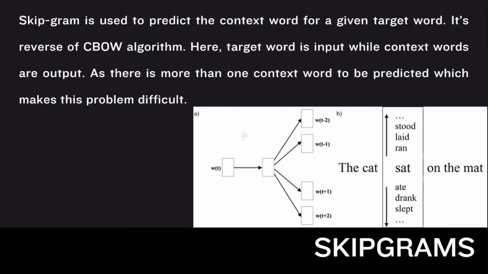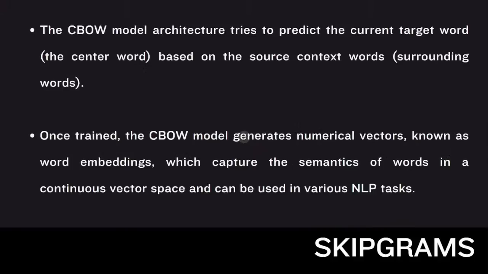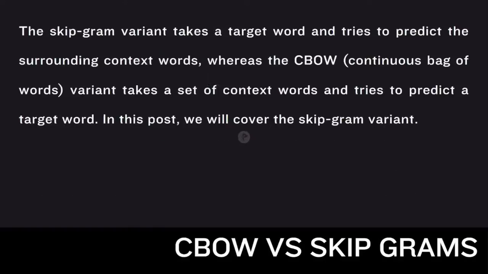As there is more than one context word to be predicted, that makes the problem a little bit difficult, because earlier you had other features to predict one word. Now with one word you are predicting the surrounding features. A continuous bag of words model architecture predicts the current target word based on the current context, which is the surrounding. Here, based on the current word, it is going to predict the context, and that's the difference.